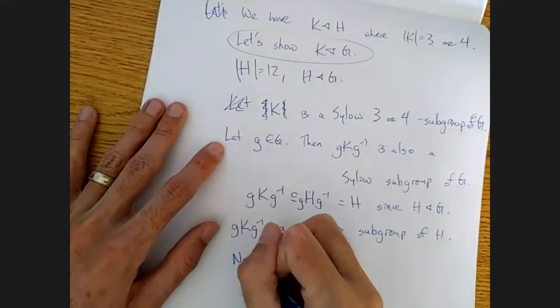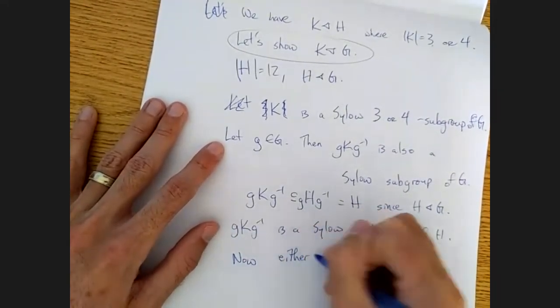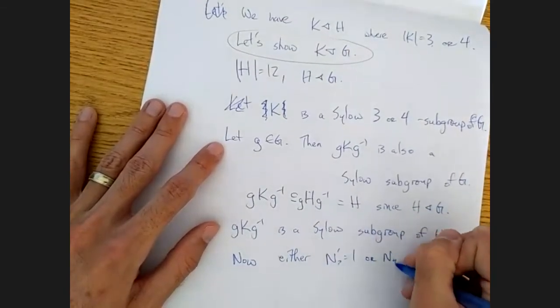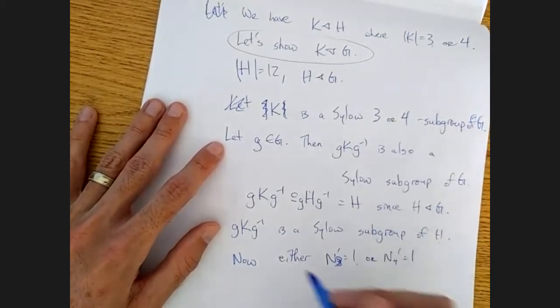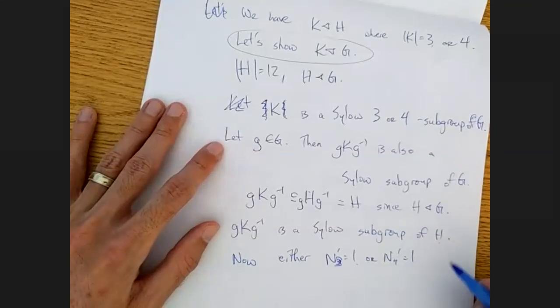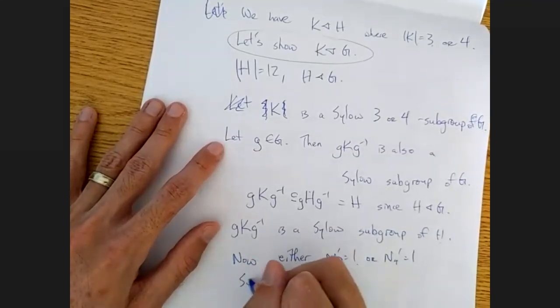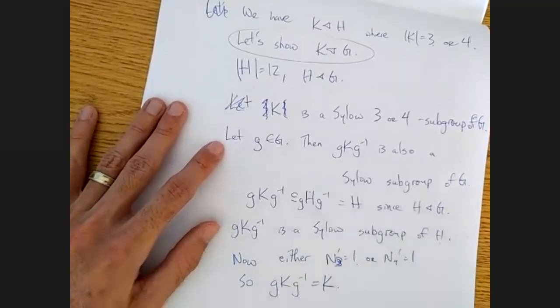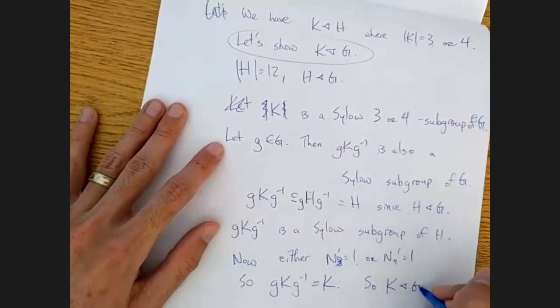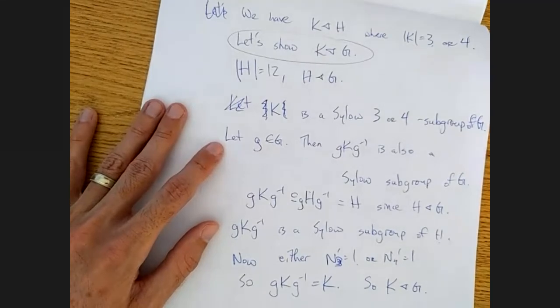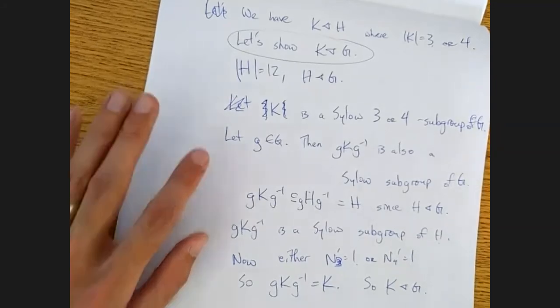So now either N3 prime equals 1 or N4 prime equals 1. Basically, if K is a Sylow 3 subgroup, then N3 prime equals 1, and gKg inverse is another Sylow 3 subgroup of H, but there's only one, so gKg inverse equals K. In other words, K is actually normal in G now. We have shown that if G has a subgroup of order 12, it has a normal subgroup of order either 3 or 4, and that reduces us to previous work, where we figured out that G can't have any normal subgroups of order 3 or 4. That leads to contradictions.